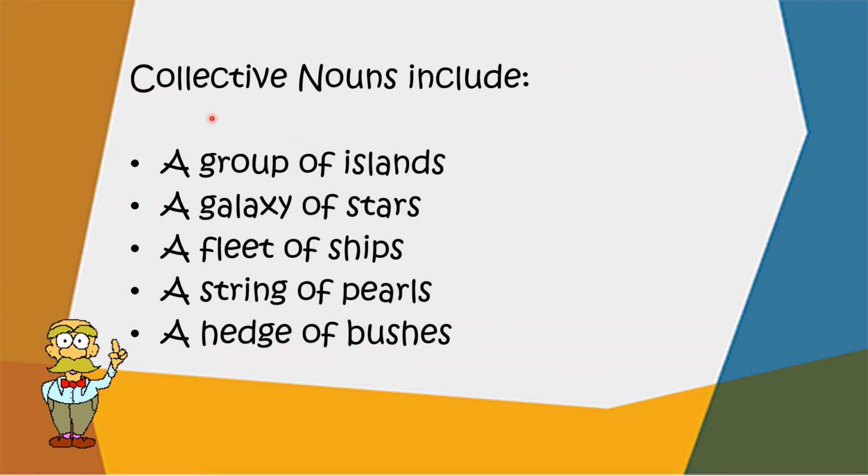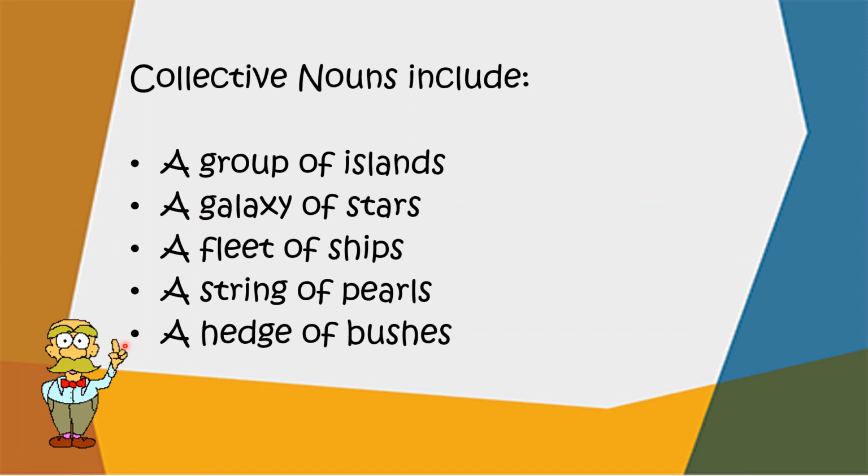Now let's go to collective nouns, groups of objects. So if you're talking about a group of islands, there's no need for you to come up with another word for it. It's simply a group of islands. What do you call a group of stars? Yes, you call that a galaxy of stars. You also have a fleet of ships, a string of pearls, and a hedge of bushes.